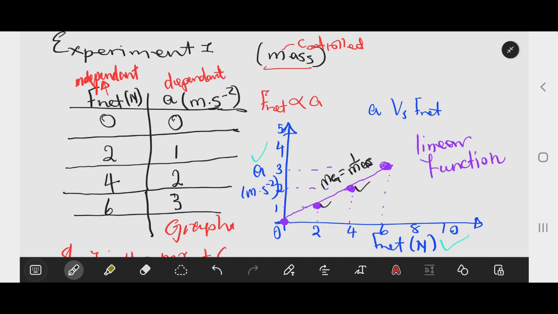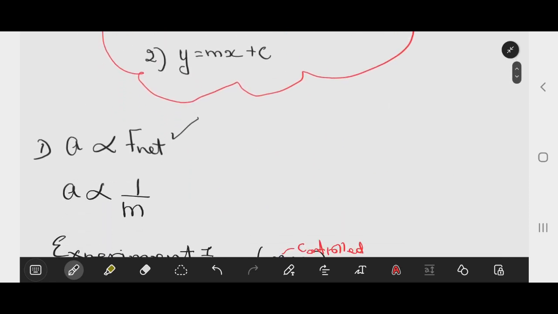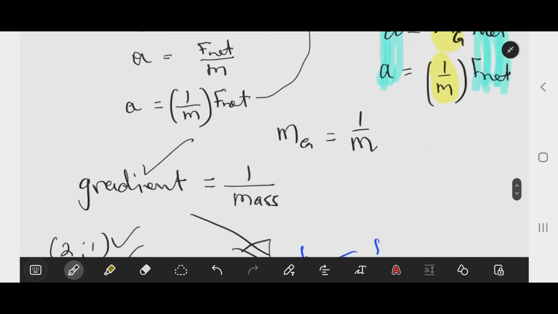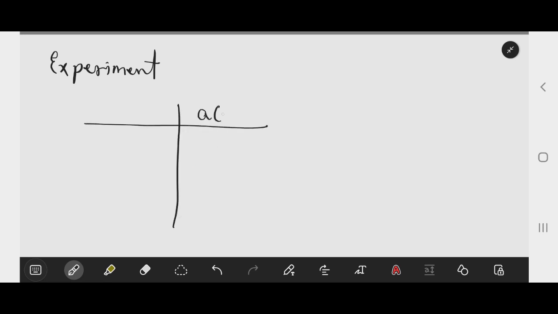Okay, so now in this lesson I will be looking at the relationship between the acceleration and the mass of an object graphically. So let's say we have an experiment, and I'll say that this is experiment number 2. In this experiment, we want to check the relationship between acceleration in meters per second squared and the mass of an object in kg, provided that we are using a constant net force.